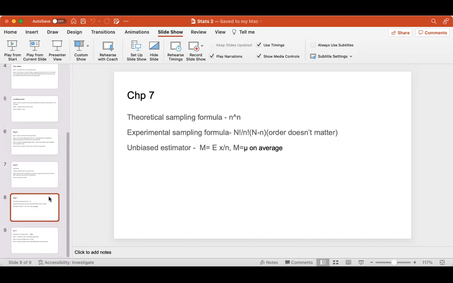Chapter 7, theoretical sampling formula. And for chapter 7, I just didn't get the whole formulas. For me, chapter 7 was the hardest one. So yeah, I didn't really get the whole chapter 7, basically.